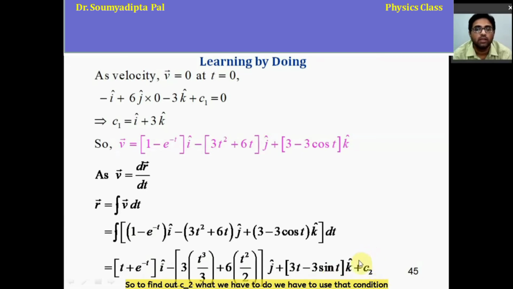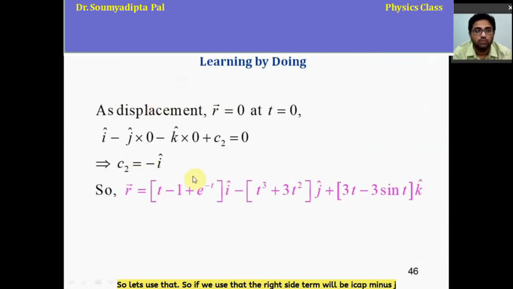So to find out c2, what do we have to do? We have to use the condition that displacement is 0 at t equal to 0. So if we use that, the right side term will be i cap minus j into 0 minus k cap into 0 plus c2 equal to 0. So c2 we get as minus i cap. Then if we put this constant in the expression of the displacement, we get this form. This is the final form of the displacement at any time t.